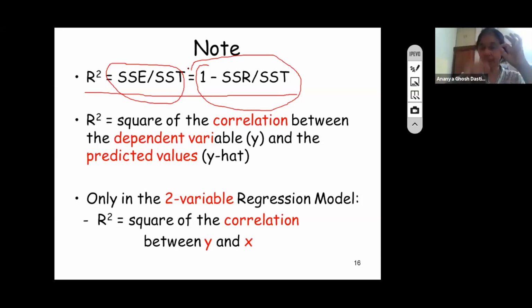Xi minus x bar whole square. Now x bar is 0. So in this case, u hat minus u bar whole square. u hat bar is the mean of the residuals. If the residuals have mean 0, what will the variance be? The variance will be nothing but the sum of squared residuals. Okay, you can check this.